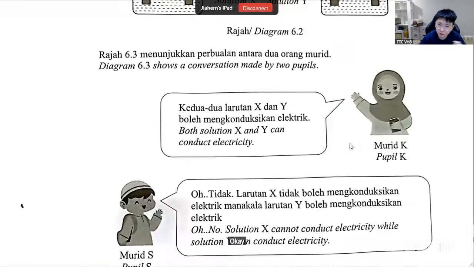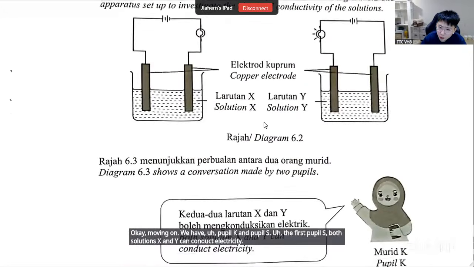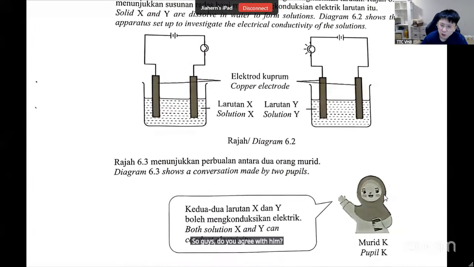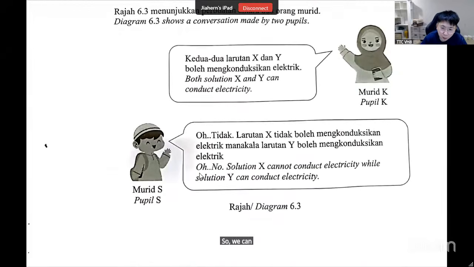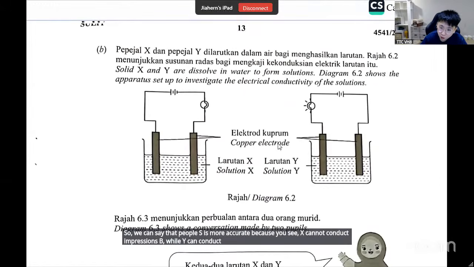Okay, moving on. We have pupil K and pupil S. The first pupil says both solution X and Y can conduct electricity. So guys, do you agree with her? No. Look, one light bulb lights up, one light bulb cannot light up. So we can say that pupil S is more accurate because it says X cannot conduct electricity while Y can conduct electricity, which is correct.